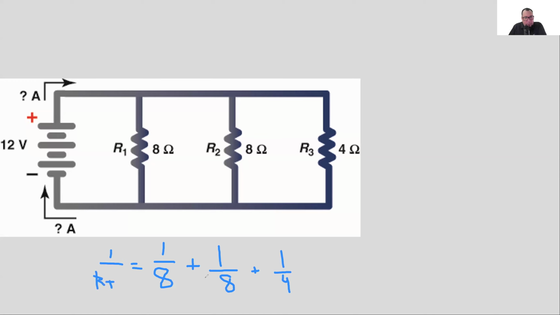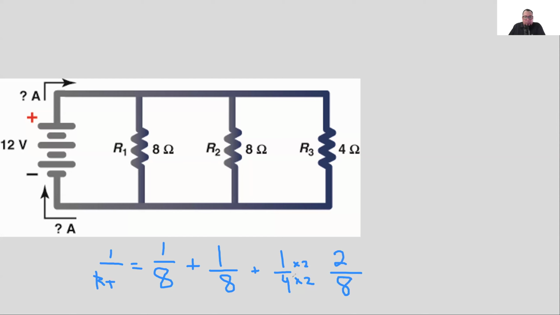Now, again, we've got to find the common denominator for all of these. The common denominator is 8 for all of them, because 4 will go into 8, and 8 will go into 8. The two 8s we leave the same, so R1 and R2 we leave the same. In order to change 4 to an 8, we've got to multiply it by 2. If we do that to the bottom, we've got to do that to the top. That will give us 2 over 8.